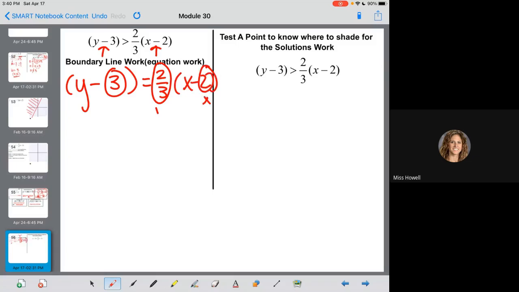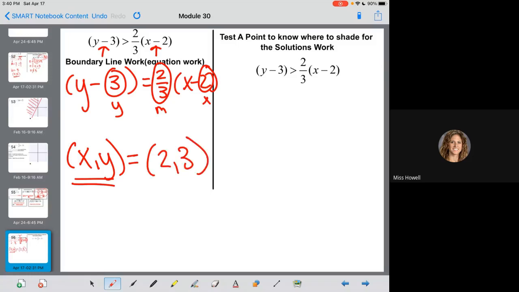x, m, y. All right, so our ordered pair of x comma y. Remember, this is not a b. B is used to represent a specific point, which is the y-intercept. This point of (2, 3) is not a y-intercept. Y-intercept has to be a (0, something). So we can't use b here. So just x comma y, or a point we know is (2, 3).